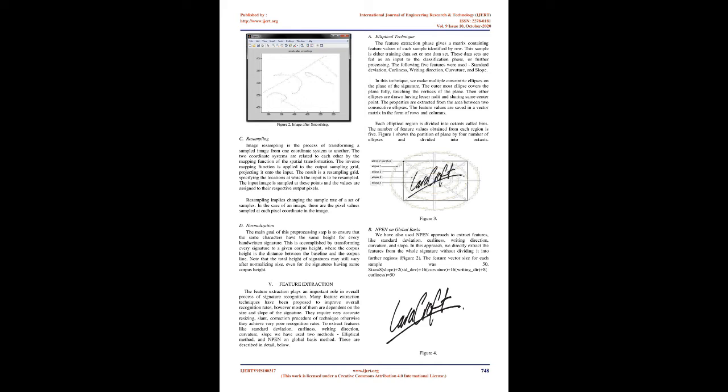C. Resampling. Image resampling is the process of transforming a sampled image from one coordinate system to another. The 2 coordinate systems are related to each other by the mapping function of the spatial transformation. The inverse mapping function is applied to the output sampling grid, projecting it onto the input. The result is a resampling grid, specifying the locations at which the input is to be resampled. The input image is sampled at these points and the values are assigned to their respective output pixels.